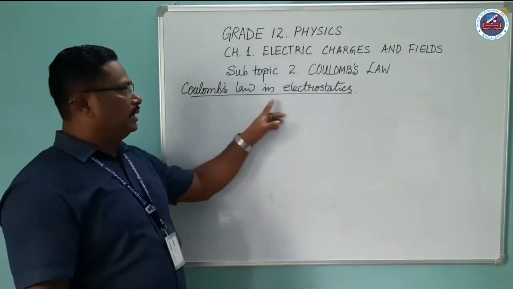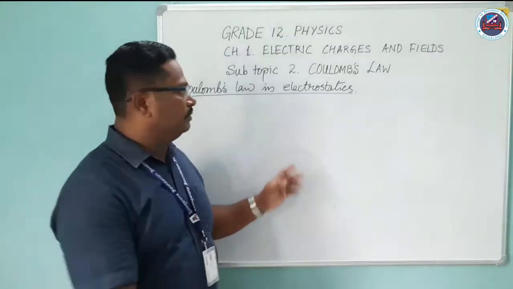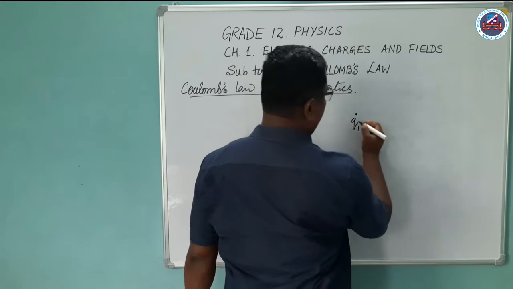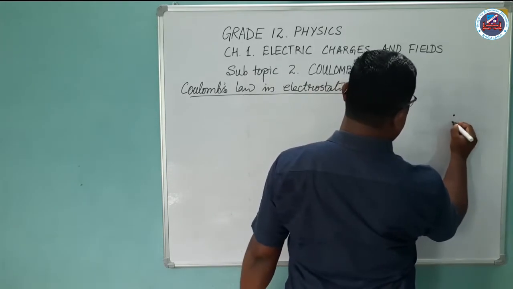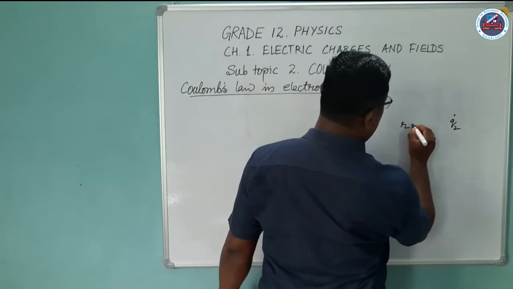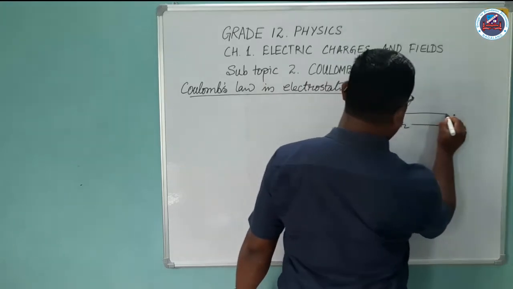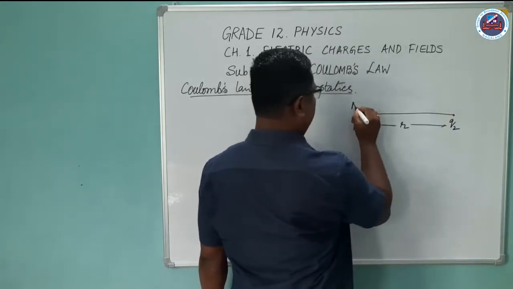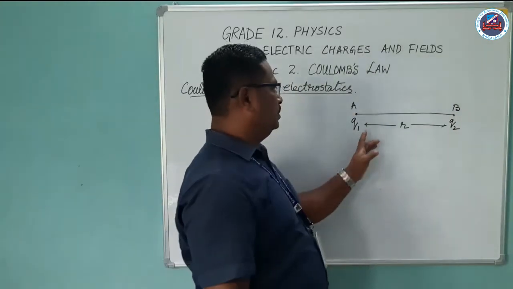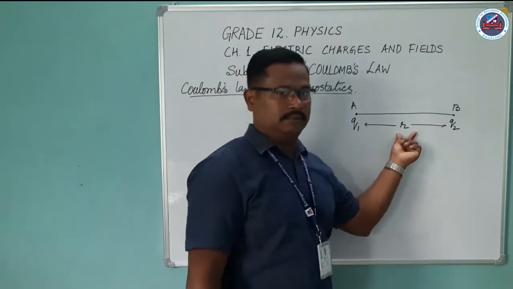This Coulomb's law in electrostatics states like this: whenever two unit charges are kept at a distance apart from each other, suppose these are the two places where the charges are kept, A and B, and the distance of separation between the two charges, Q1 and Q2, is R, suppose.